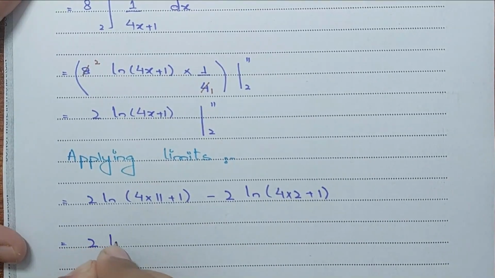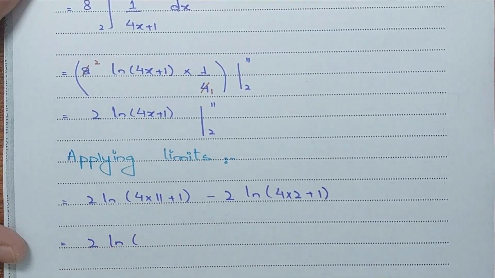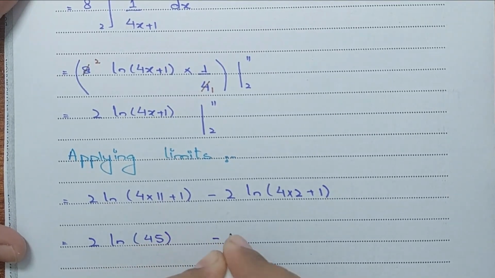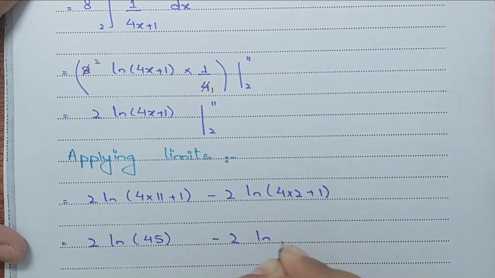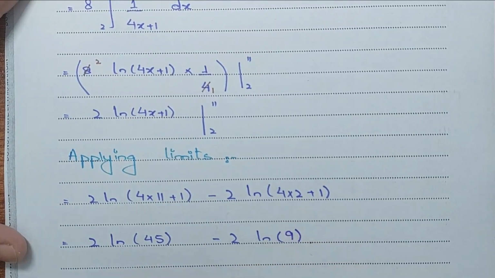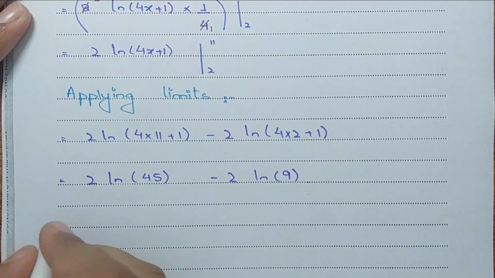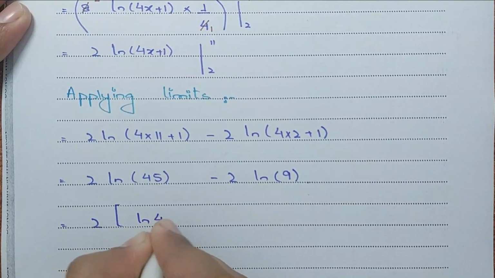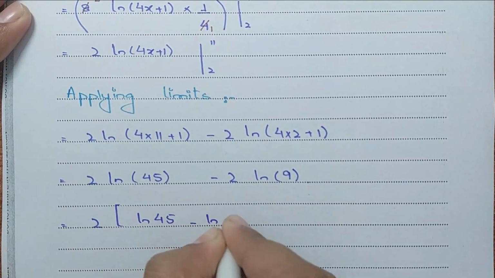So we have 2 natural log of 4 times 11, which is 44, 44 plus 1 is 45, minus 2 natural log of 4 times 2, which is 8, 8 plus 1 is 9. Alright, now we can take 2 common and we are left with natural log 45 minus natural log 9.